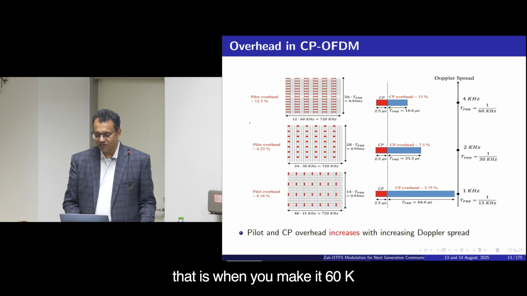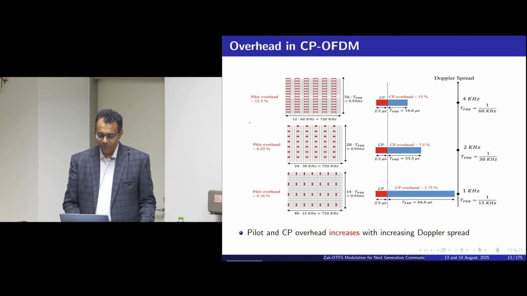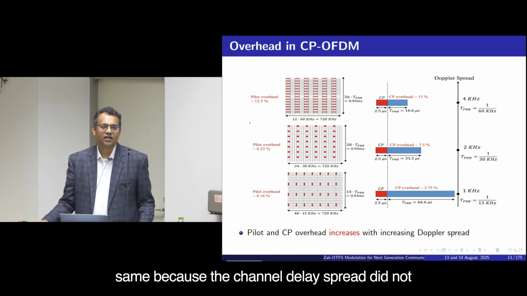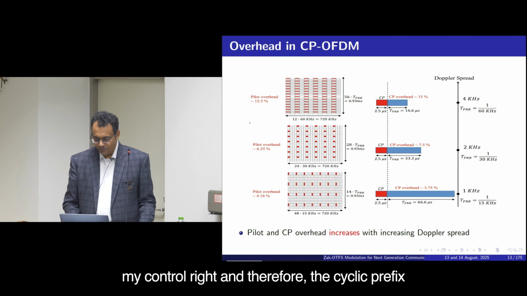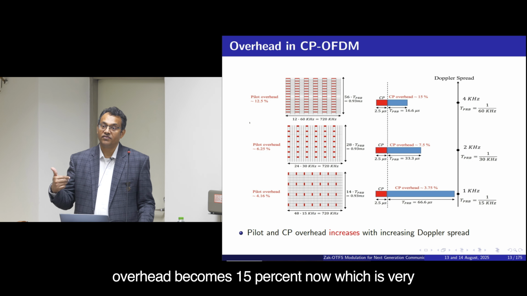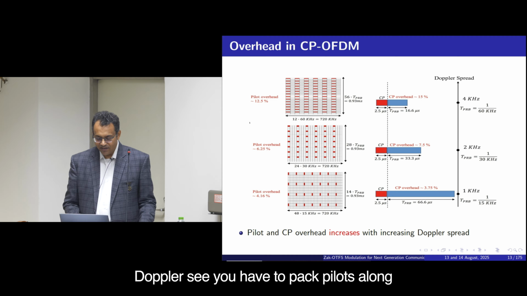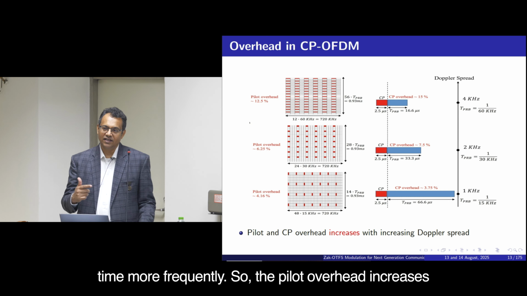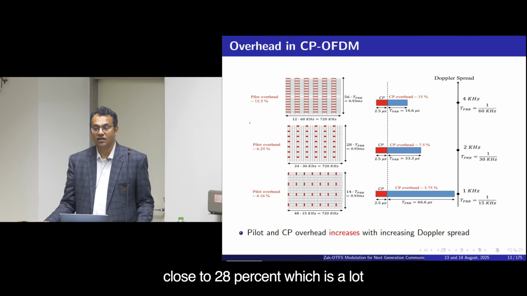The problem with that is when you make it 60 kilohertz, your symbol duration shrinks by 4 times, but the cyclic prefix has to remain the same because the channel delay spread did not change. The channel delay spread is not in my control, right? And therefore, the cyclic prefix overhead becomes 15% now, which is very significant, right? Also, because you have a higher Doppler, you have to pack pilots along time more frequently. So, the pilot overhead increases to 12%, and altogether the overhead is close to 28%, which is a lot.